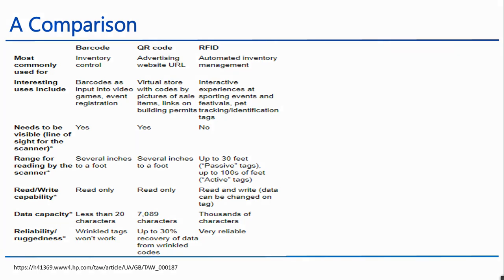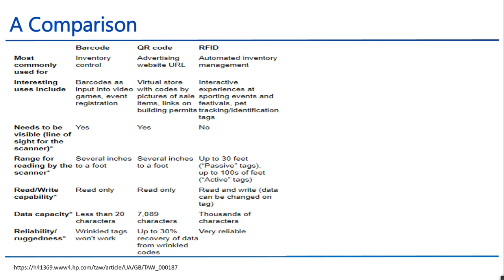Now let us compare these three on the data capacity. A barcode only has less than 20 character capacity. In a QR code there could be 7,089 characters, and in RFID there could be thousands of characters, which means that RFID has a capability to handle a lot of information related to classification, identification, what kind of vehicle it is, and all other information, whatever the institution or the payment system wants to embed into that RFID sticker and also capture from that sticker. So that is a capacity which RFID has over barcode and QR code.